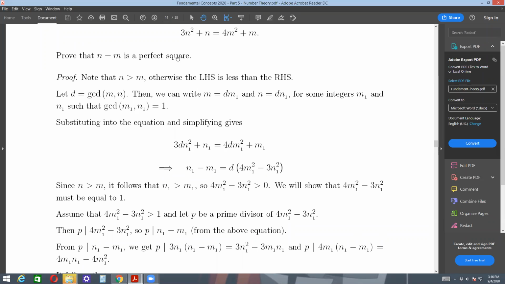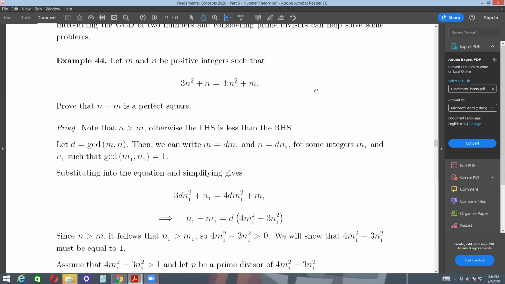So if I want to prove that n minus m is a perfect square, we can make some observations. First of all, look at this equation. If n was less than or equal to m, then this thing would be less than this. Strictly less than, actually, because I have 3n squared plus n and I have 4m squared plus n. So the only way this could hold is if n is greater than m, otherwise this is going to be too small compared to this. It means that this thing has to automatically be positive.